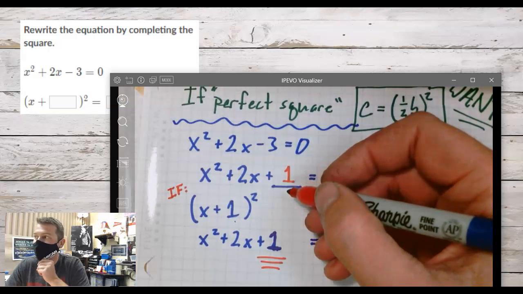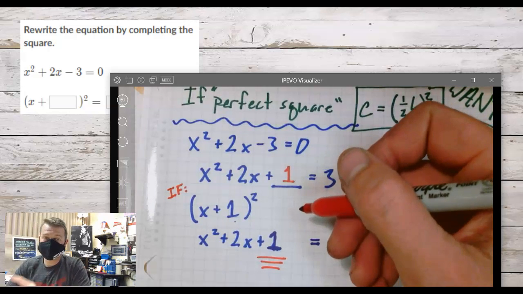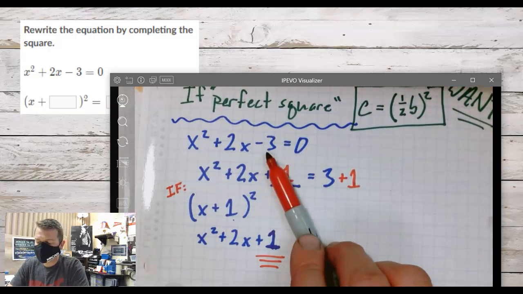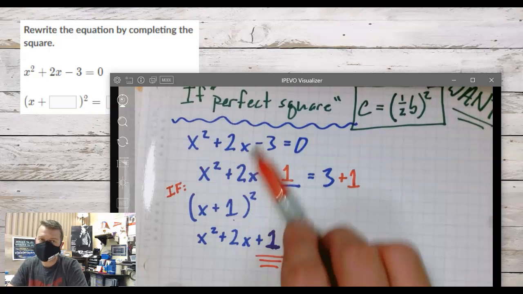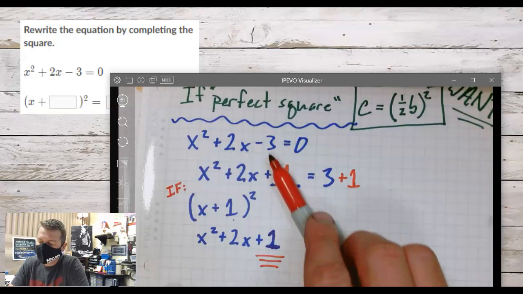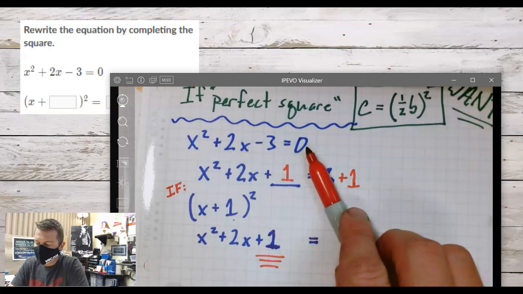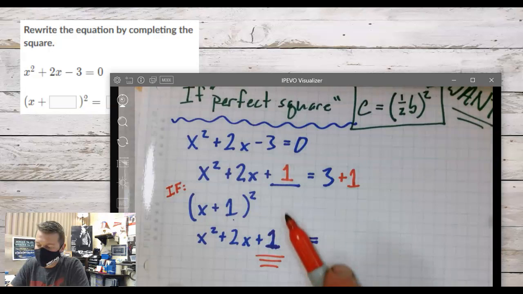So here's one method. One method is to move your constant off of the side that you're working with. It doesn't matter if it's left or right, so I don't like saying left or right. Move the constant completely. Figure out what constant we want, and then add that on both sides.